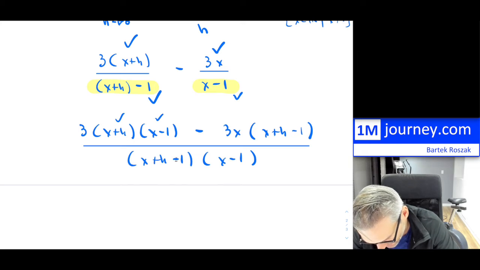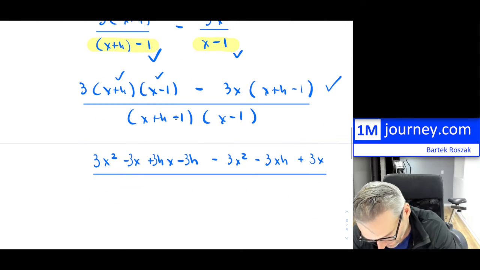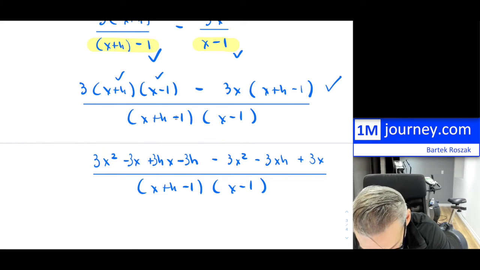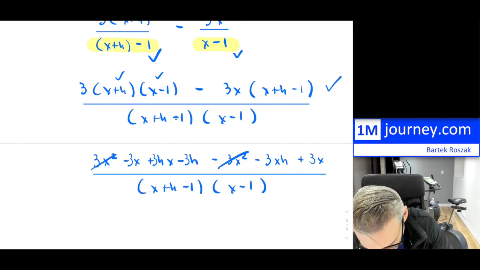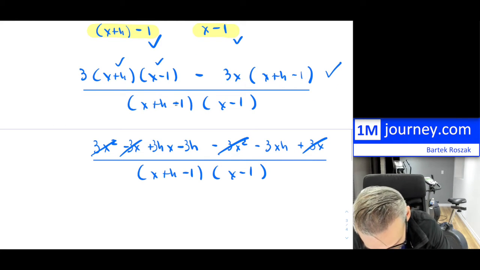This times this, so it's going to be x squared. Let me do this in fast forward fashion for you. I'll just simplify the whole numerator. All right, so now 3x cancels out with this, and this cancels out with that. And that only leaves me with the rest.